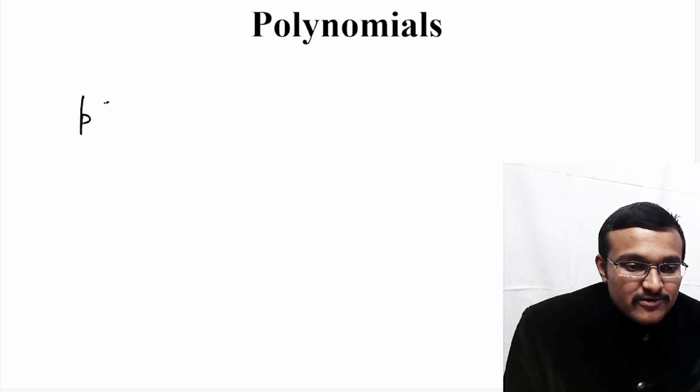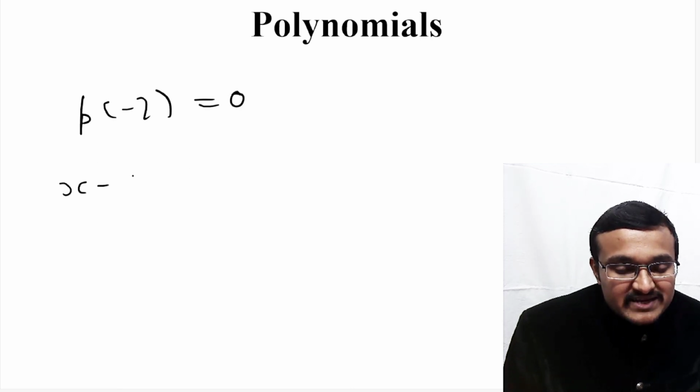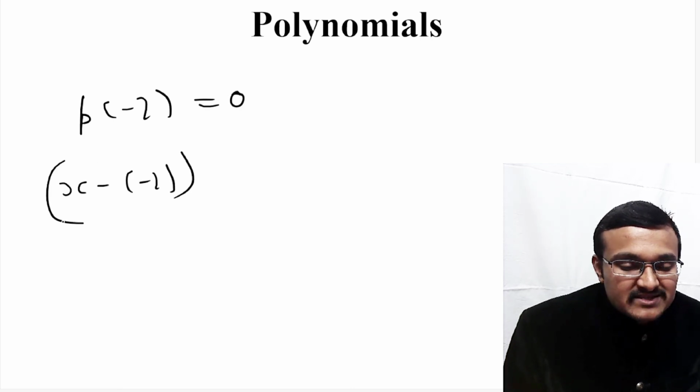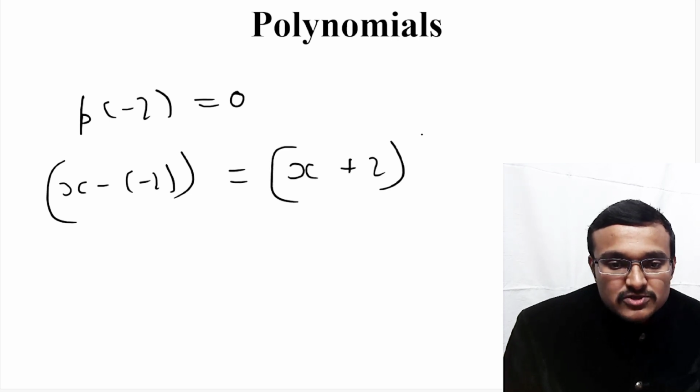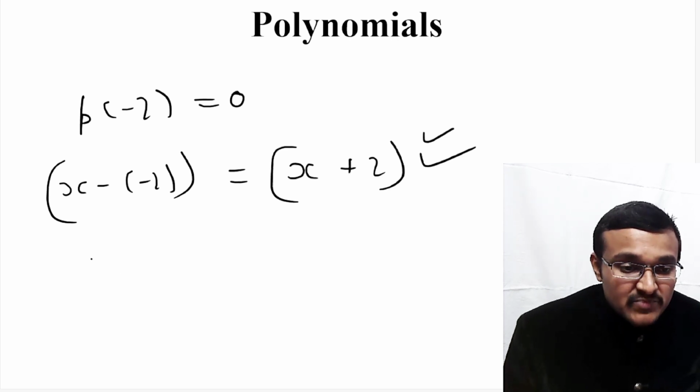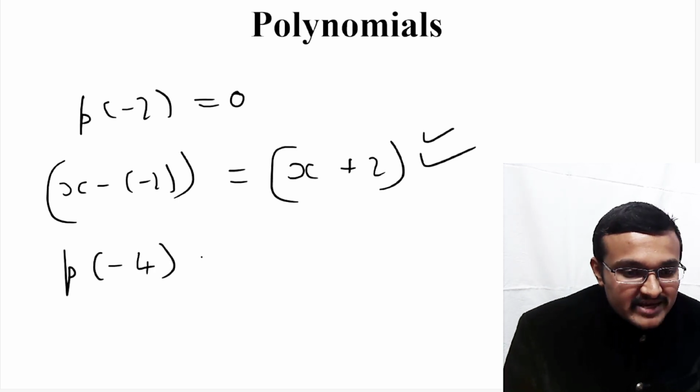So that means p of minus 2 is also equal to 0. So x minus of minus 2 is a factor of this particular polynomial, that is nothing but x plus 2. So we have found the second factor. Now we'll try to find the third factor also. The next one we have to try here is p of minus 4.